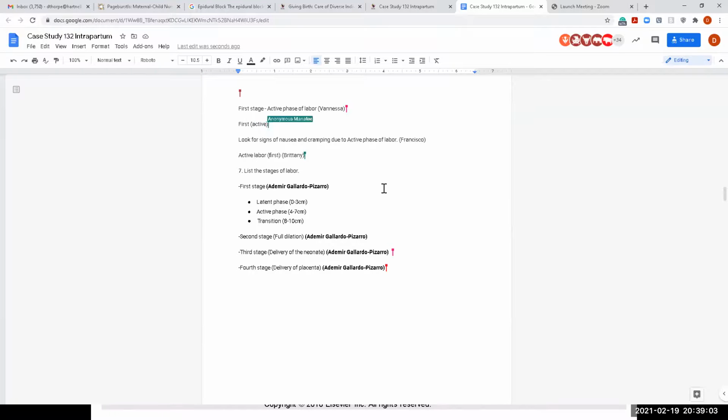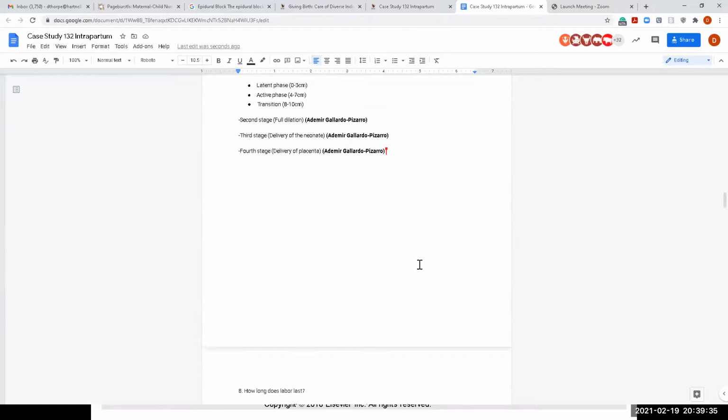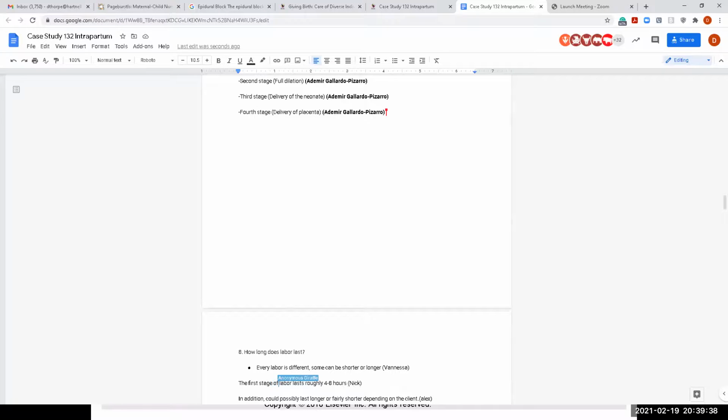So now they ask you to list the stages of labor. Good, guys. Okay. So I've seen this as an exam question before. Here they're breaking apart the first stage into the latent, active, and transition. And then the second stage is, yes, full dilatation to the pushing part. And then the third stage is actually delivering the baby. Fourth stage is the placenta. Good.